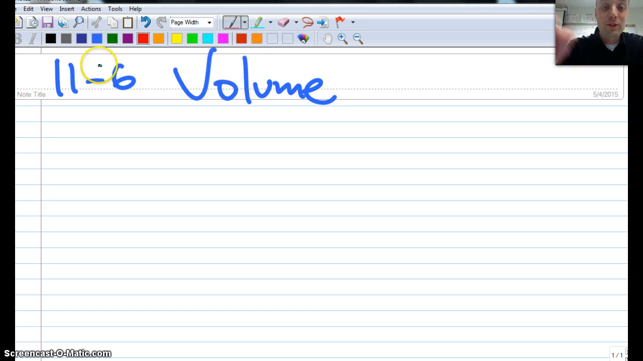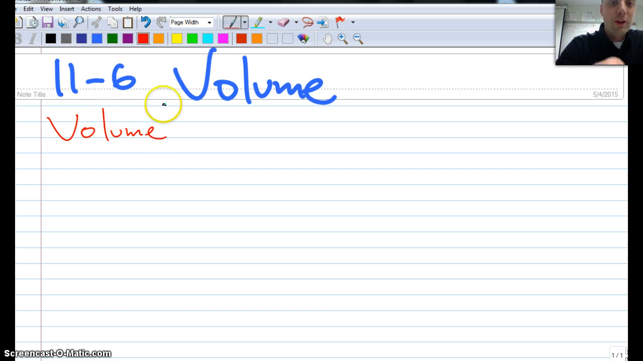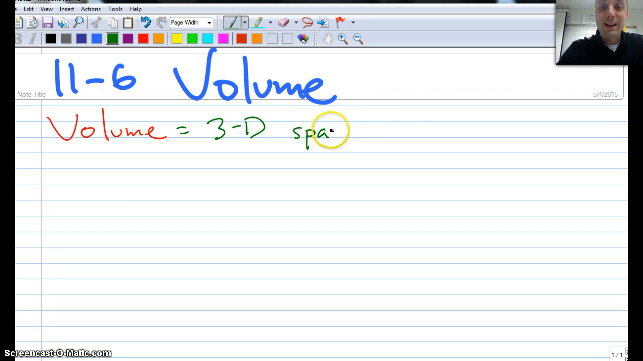So first thing I want you to do after you've got the heading up there, 11.6 volume, is write the word volume as a vocab word. You're going to have a couple bullet points coming off this. First and foremost, volume is the three-dimensional space inside. So if we're talking about the volume of the Kleenex box, it's how much space there is inside of that Kleenex box.